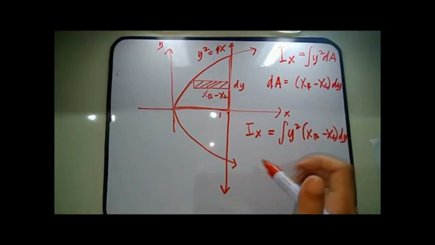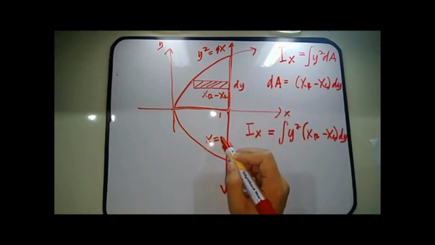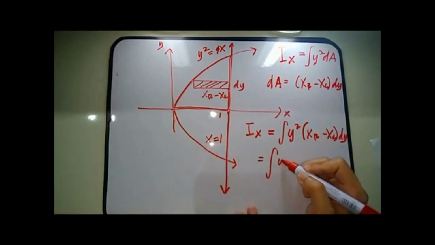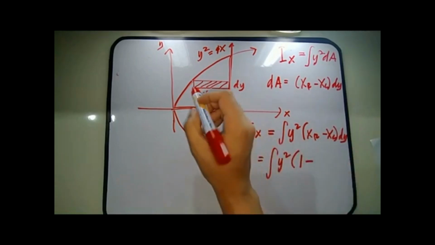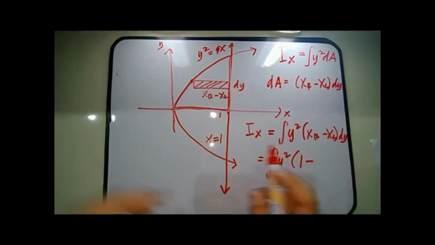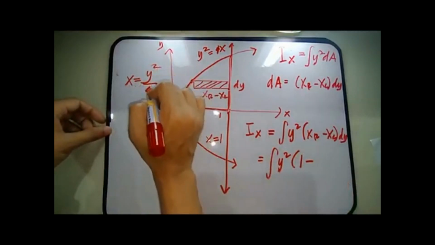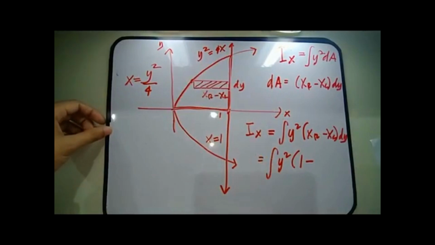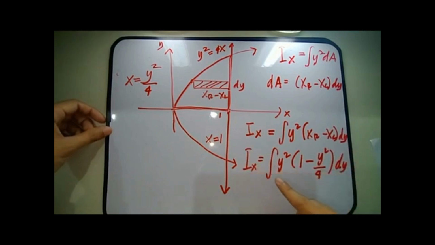So, yung x right natin, x right will be this graph. So, x equals 1. So, x right is 1 minus yung x left natin is tumama sa parabola. So, that will be x equals y squared all over 4. So, x in terms of y tayo. So, this will be y squared all over 4, differential of y.